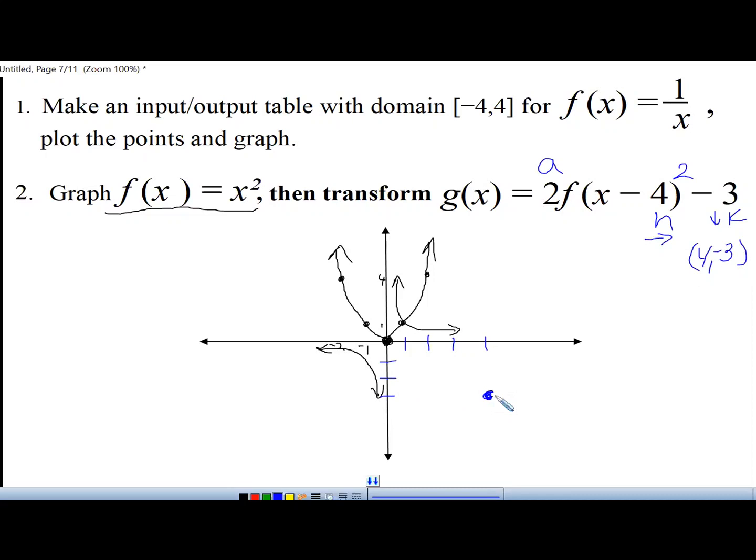However, before I graph it, I want to know what this a value is going to do to the entire original function. Who remembers what that whole number will do to the original parent function? Chime in whenever you got it. One at a time.